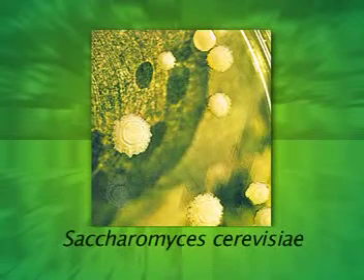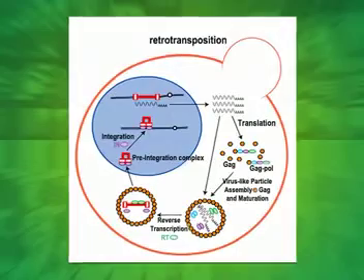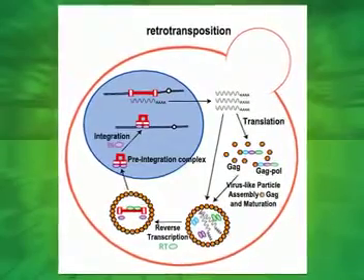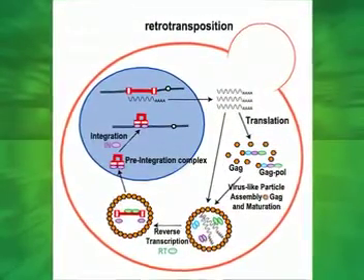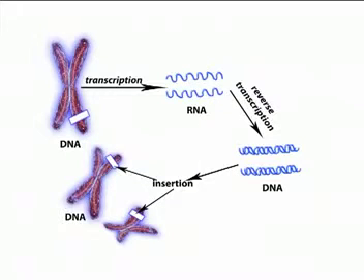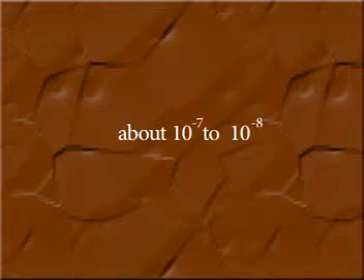The yeast Saccharomyces cerevisiae carries transposable elements called Ty elements, which comprise a family of dispersed repetitive DNA sequences that are found at different sites in different strains of yeast. Ty is an abbreviation for transposon yeast. Ty elements are retroposons with a reverse transcriptase activity that transpose via an RNA intermediate. The frequency of Ty transposition is lower than that of most bacterial transposons, about 10⁻⁷ to 10⁻⁸.